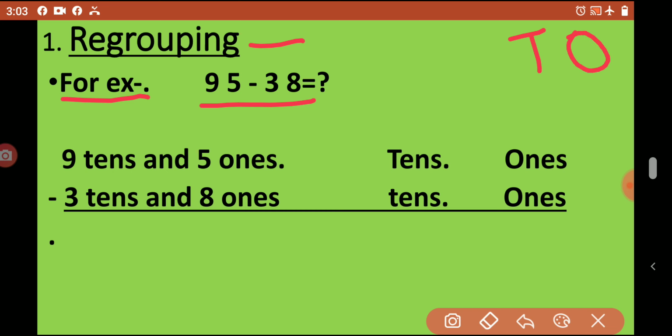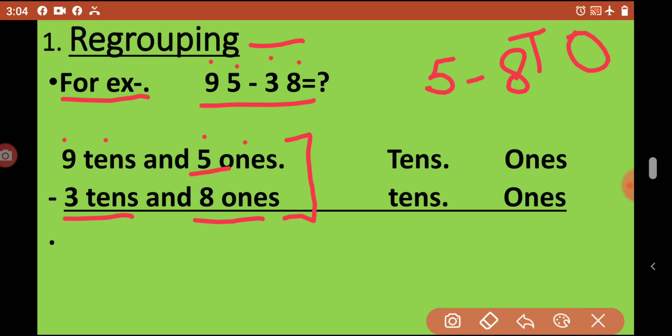Now write these numbers in expanded form and arrange it in column. Now 9 is in tens place, so we have to write 9 tens. 5 is in ones place, so 5 ones. 3 is in tens place, we have to write 3 tens. 8 in ones place, so let's write 8 ones. Now we subtract the numbers from ones place. In ones place, there is 5 minus 8. Now, 5 is smaller than 8. So, we cannot subtract 8 from 5.